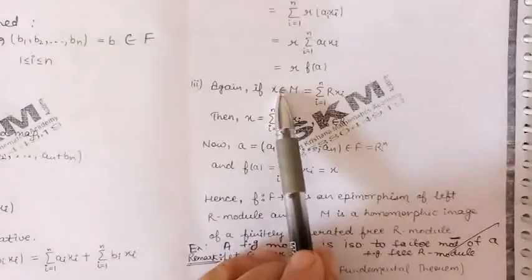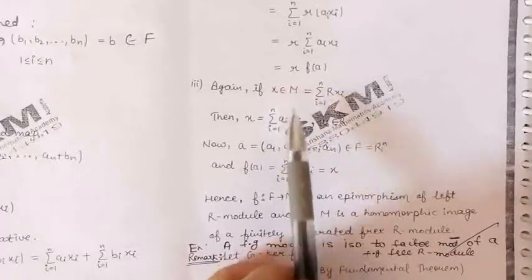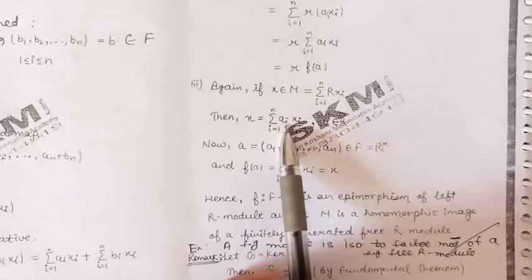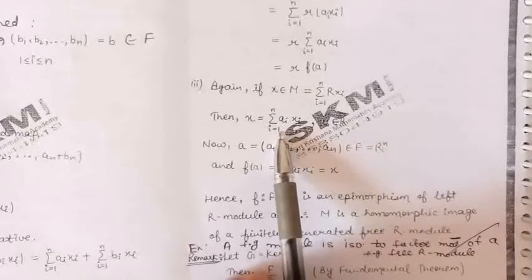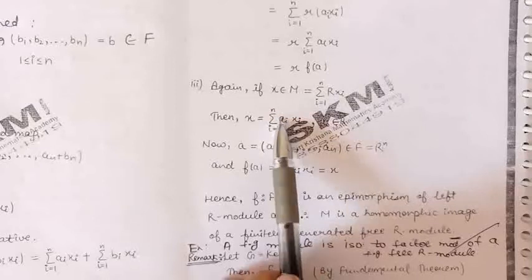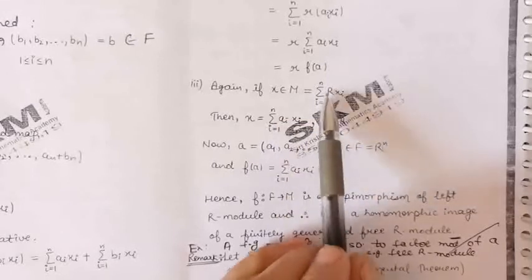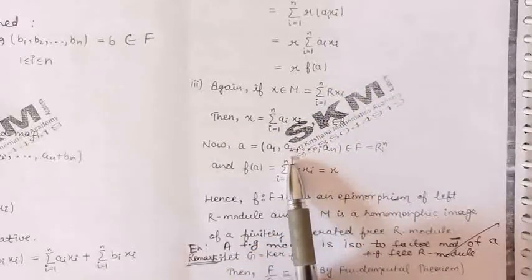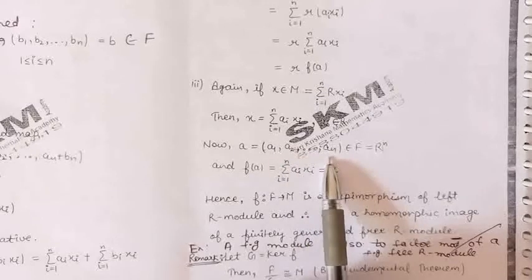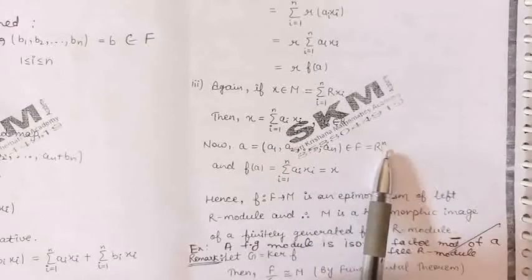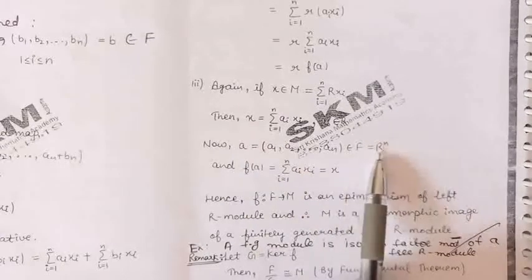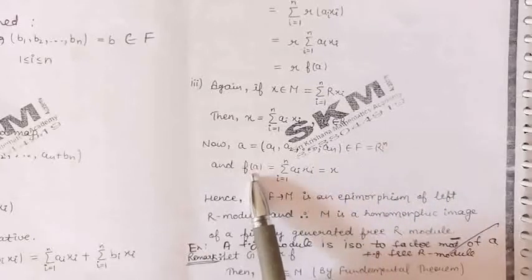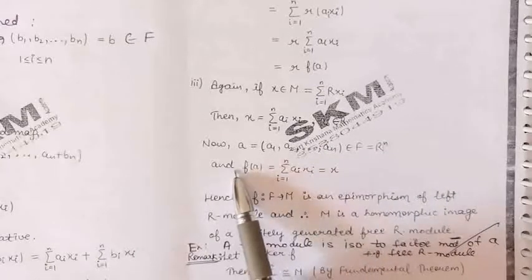So x will be of the form of a finite sum, having the form summation a_i x_i, where i varies from 1 to n. Now these a_i, a1, a2, a3 up to an, are elements of the ring R, and therefore the n-tuple formed by these will be an element of R^n. So we have obtained an element a belonging to R^n.